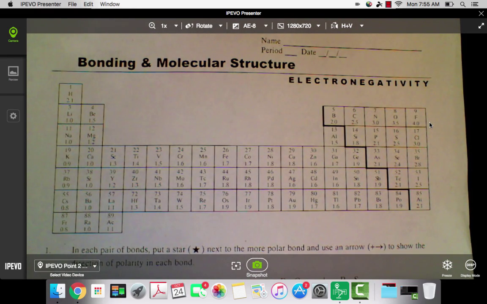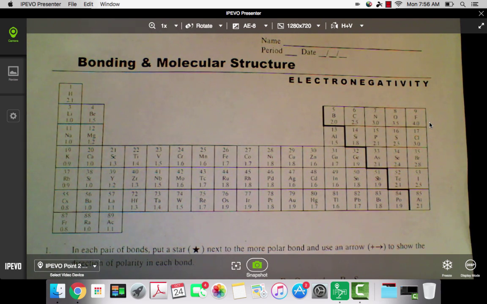So this screencast is about electronegativity, and electronegativity really has to do with how badly an element wants an electron to fill up its outermost shell. You can see fluorine at the top right-hand side has an electronegativity of 4.0 because it has 7 valence electrons and would really like one more to fill its outermost shell.